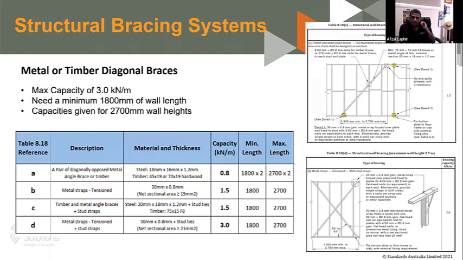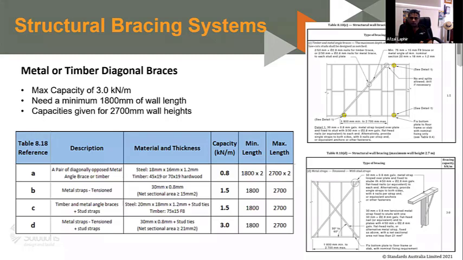And we'll look at the structural systems that are given in AS 1684. I'm referring here mainly to Table 8.18, which I summarized here. First we'll look at the four types of metal braces, which are commonly used, still used in practice, and supplied by various suppliers; all the nail plate companies supply these products. There are two angle braces and two tension metal strap cross braces with and without stud straps. And when you use stud straps or stud ties, you actually get double the capacity. The other restriction here is that it requires a minimum 1.8 meter wall length.